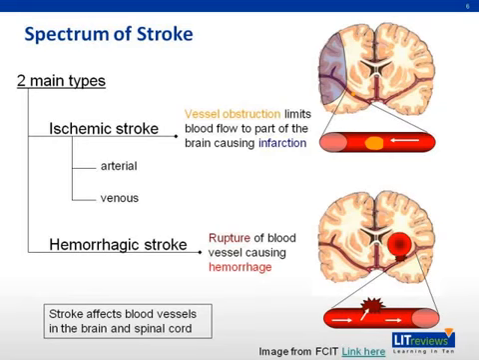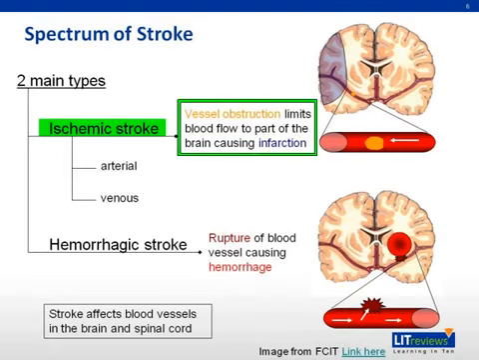There are two main types of stroke. Ischemic stroke or cerebral infarction accounts for the majority of strokes, about 80 to 85%. This is caused by interruption of the blood supply to the brain or spinal cord, usually an occlusion by a thrombus or embolus. The cerebral arterial blood supply is usually involved, but uncommonly, the venous system is affected due to venous sinus thrombosis.